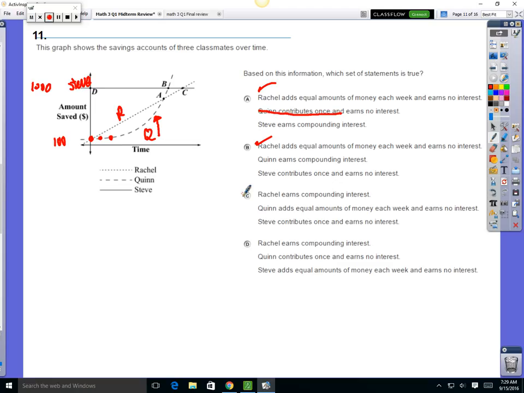Rachel earns compound. That's not it. So I think it's got to be B. Quinn earns compounding interest. Compounding interest grows quick. So that's it. And Steve contributes once and earns no interest. That is true.